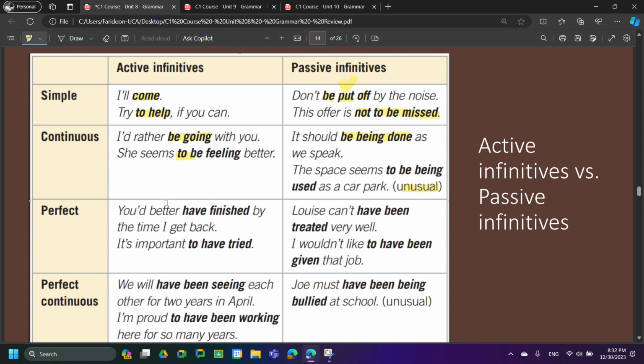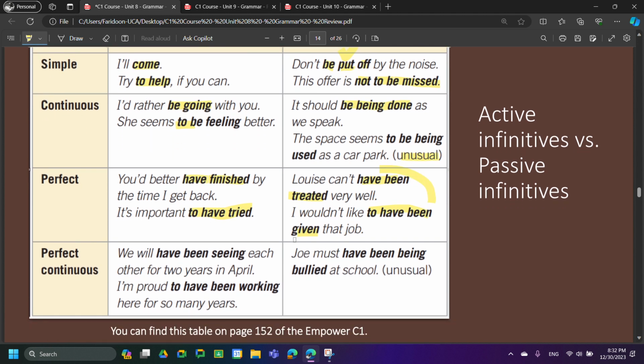The active infinitive in the perfect aspect is going to be, again, have plus verb number 3. And for the full infinitive, it can also be to plus have plus verb number 3. And the passive infinitive with the perfect aspect is going to be have been plus verb number 3, or to have been plus verb number 3. Okay, to have been plus verb number 3. So just be careful, only the verb number 3 changes, and have been and to have been do not change. Okay, so they're constant.